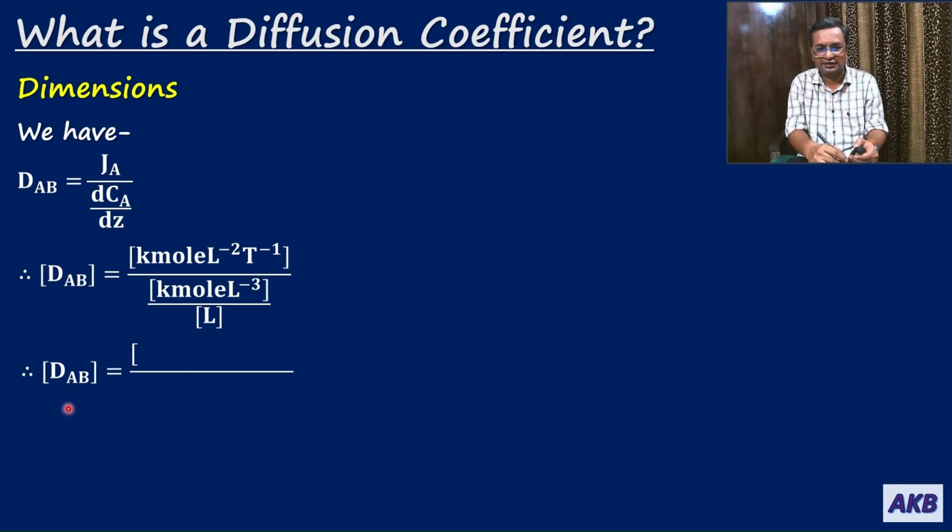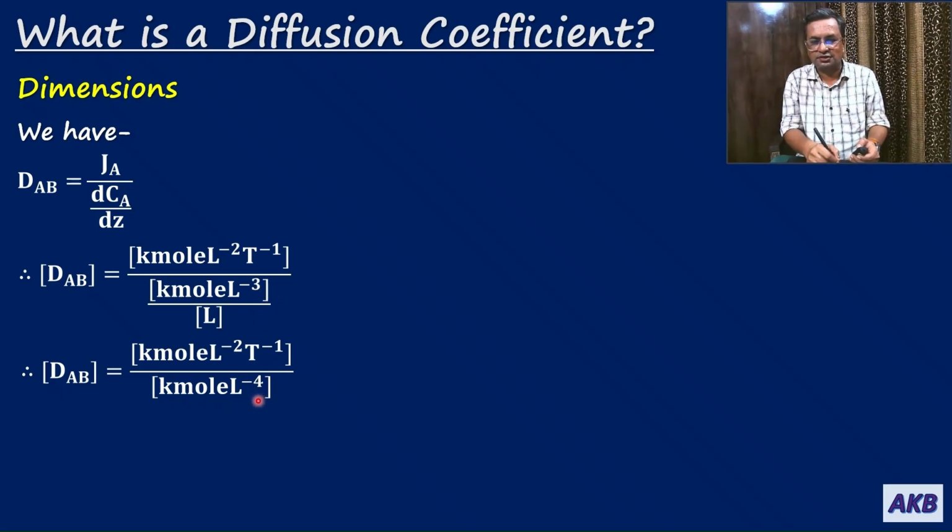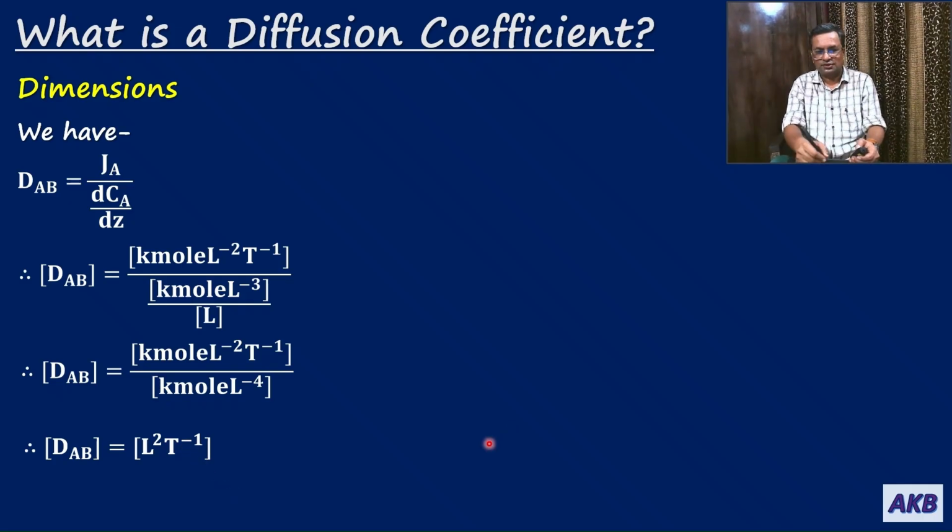If you simplify this, DAB will be equal to kilomole L raised to minus 2 T raised to minus 1, divided by, after simplifying the denominator, kilomole L raised to minus 4. The L from the distance goes over to the denominator as L raised to minus 1, so we have L raised to minus 4. In the next step, kilomole gets cancelled, so we are left with the dimensions for DAB equal to L square into T raised to minus 1. So these are the dimensions for the diffusion coefficient.